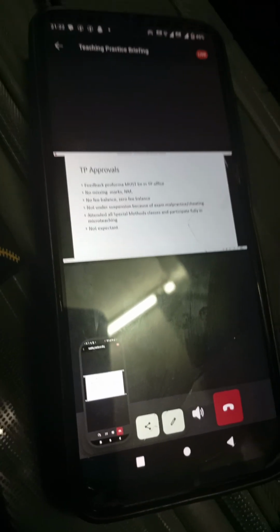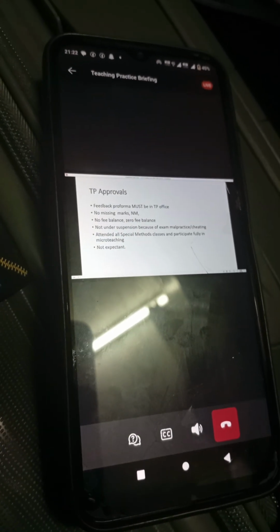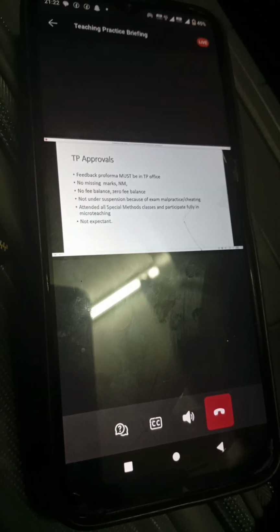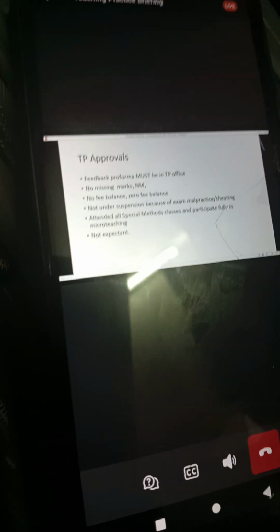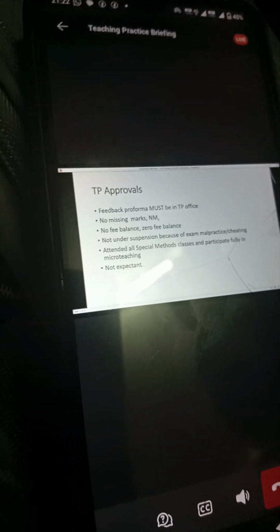TP approvals. How do we approve now the unit called TP, teaching practice? Once you have done your placement, that is when we will do unit registration approval, the teaching practice approval. So, how do we do it? We'll do it against the feedback form you'll have given us, which is a must. It must be in our office. We must have received it in our email.